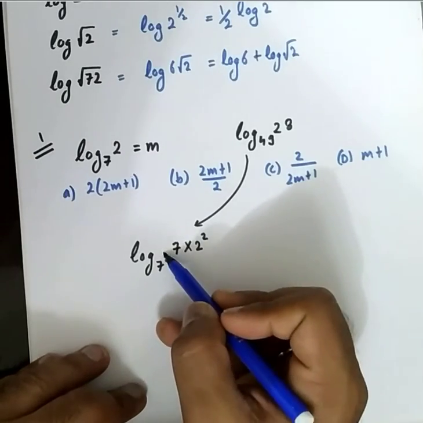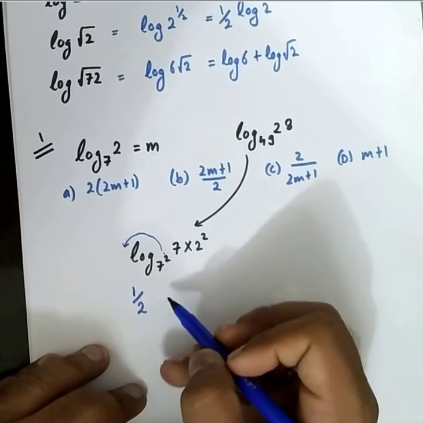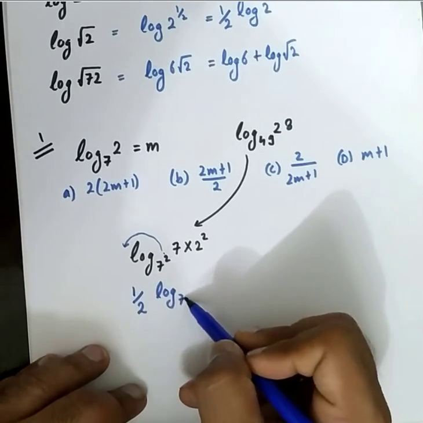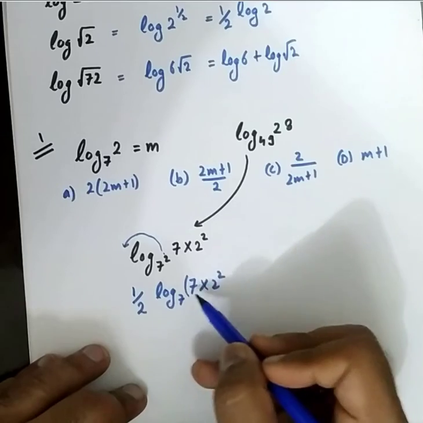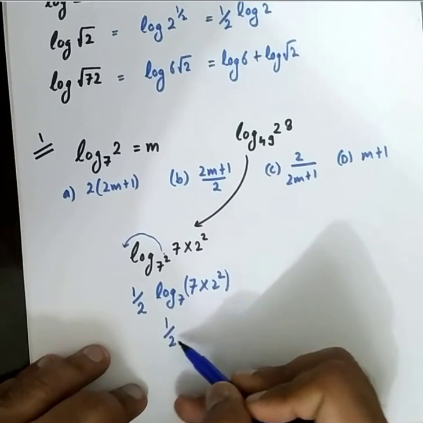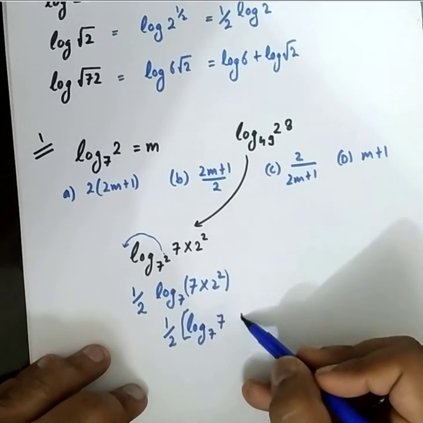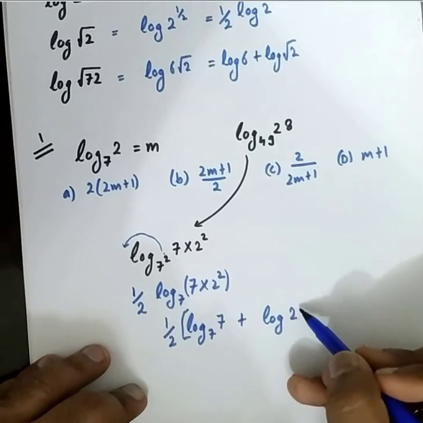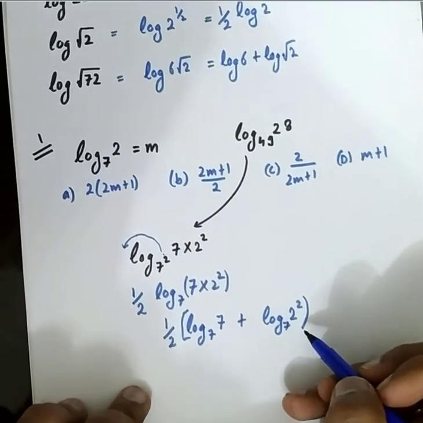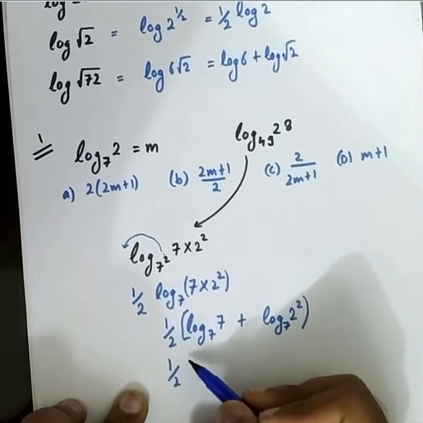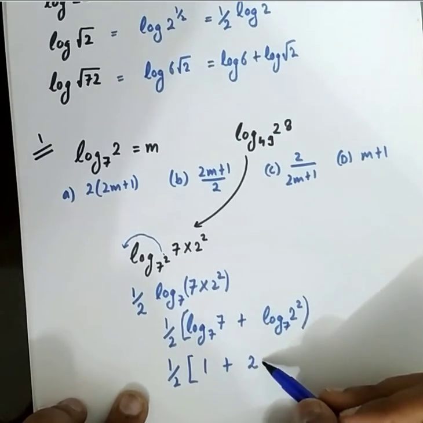So this 2 will come over here back, and since it is in the base, it will come in the form of half. I hope it is clear. And I have log 7, and here I have 7 into 2 square. Simple. Now you can apply the property of mn. So this becomes half log 7 base 7 plus log 2 square base 7. Quite clear? The next time I'm going to skip a few steps, but right now it's the first time for you, so I'm going slow. So it's half, this is 1 plus, and this clearly is 2 times m.